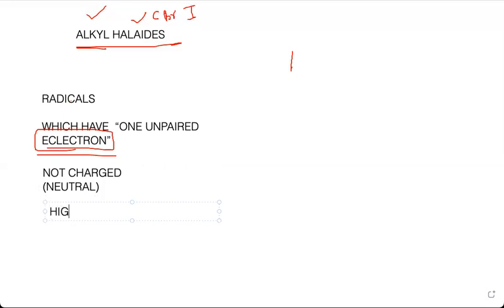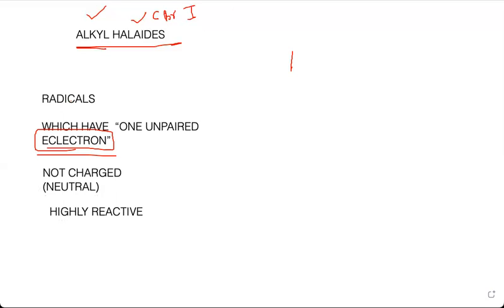It is highly reactive. You can see this is a new point in organic chemistry. The free radicals are highly reactive because they have one unpaired electron. They want to make a bond with that unpaired electron. They want to pair that electron also.